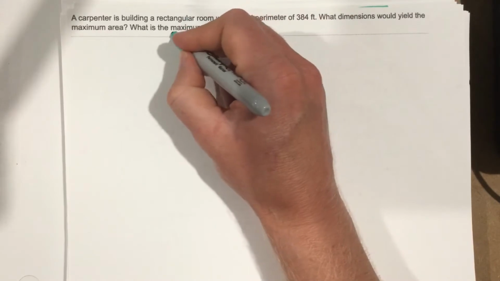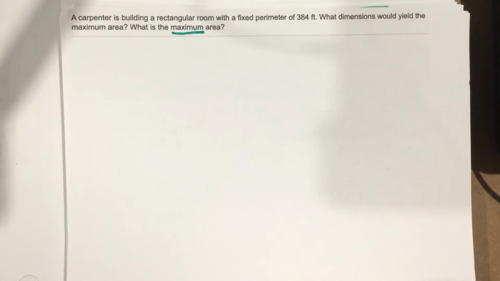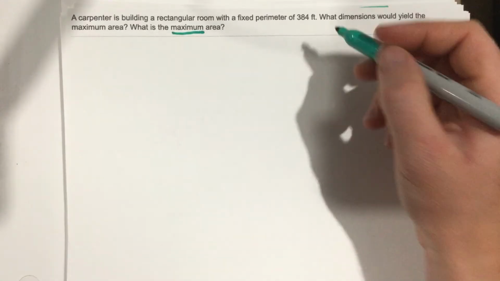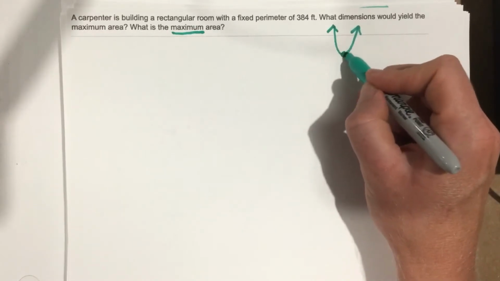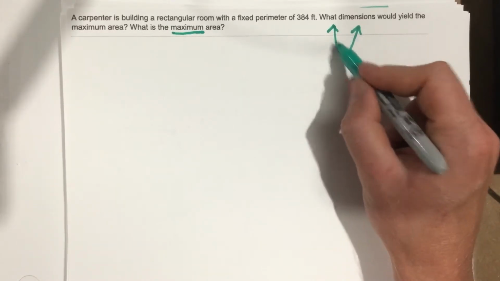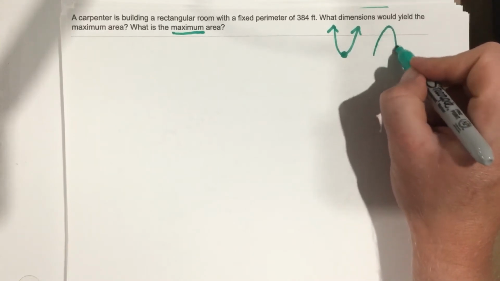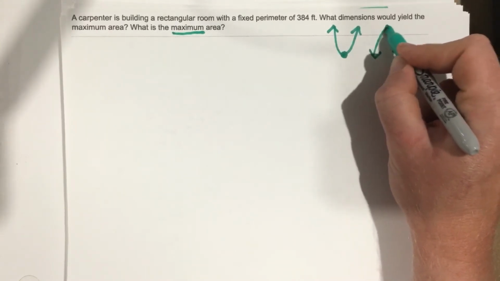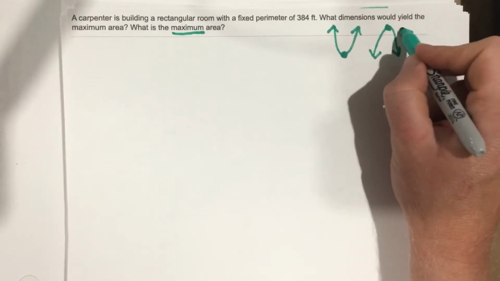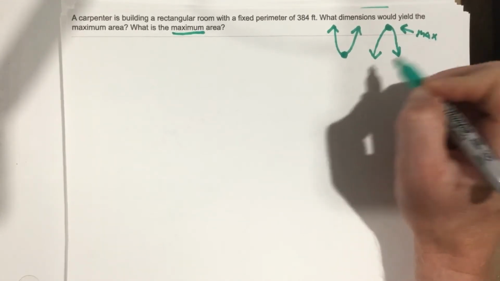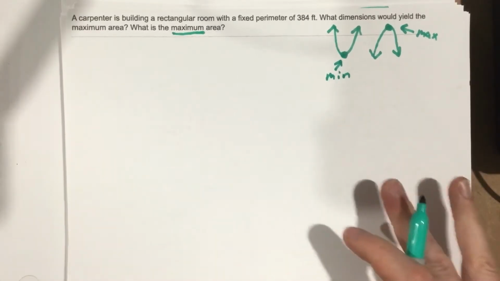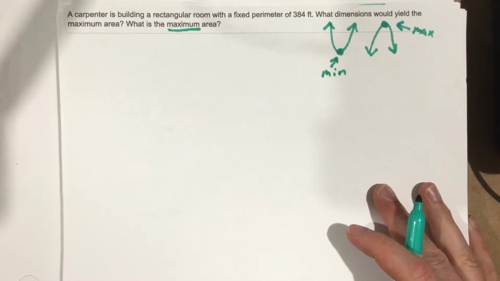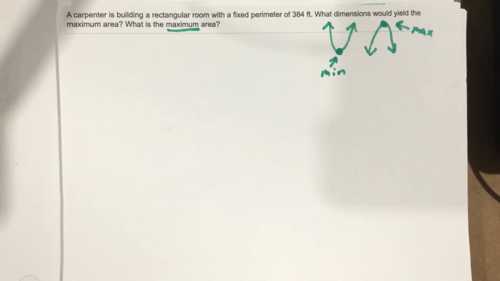First of all, maximum is asking you to find the vertex. Anytime they say maximum or minimum, remember vertex. If we would draw these out, the vertex is either the minimum on an upward facing parabola or it's the maximum on the downwards facing parabola. So this is a max, this is a min. There's a very important distinction that you've got to make in this problem.